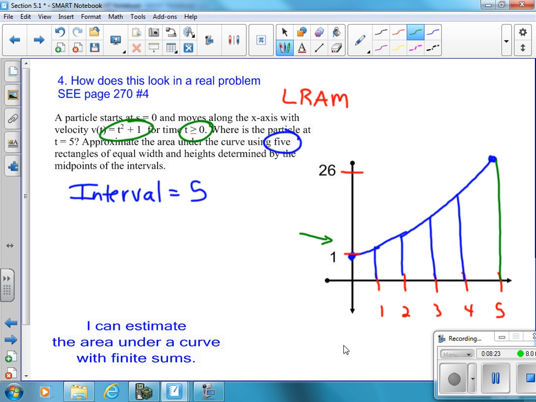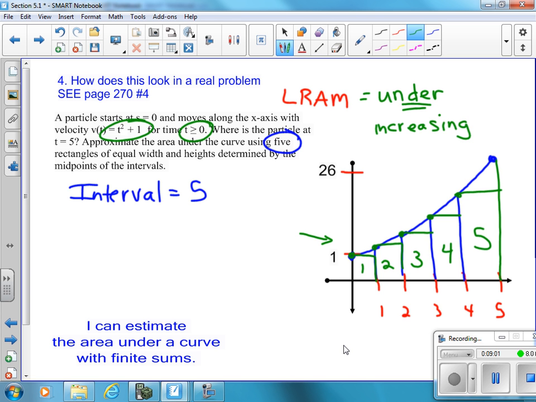This is going to be the left RAM method. Here is my left endpoint. There is my first rectangle. Here is my left endpoint. This is my second rectangle. Here is my left endpoint. This is my third. My left endpoint, my fourth, and voila, my fifth. Left RAM is going to give us an underestimation of this curve because it is increasing, and you can see that just from drawing the picture. But we're still going to calculate.